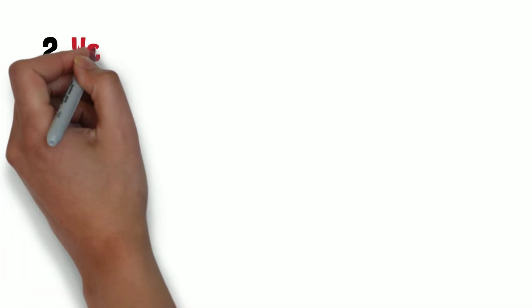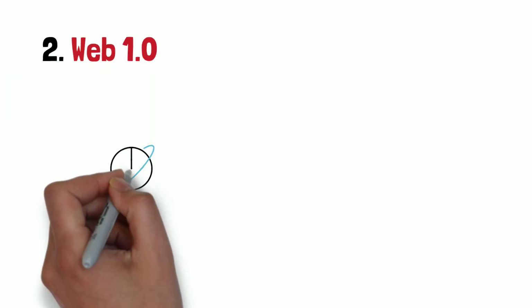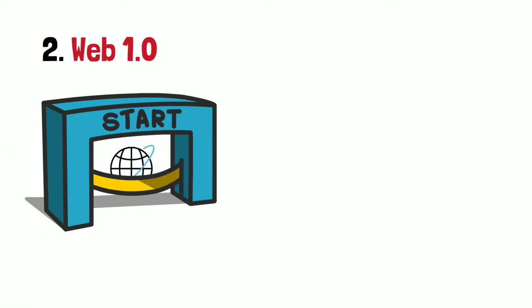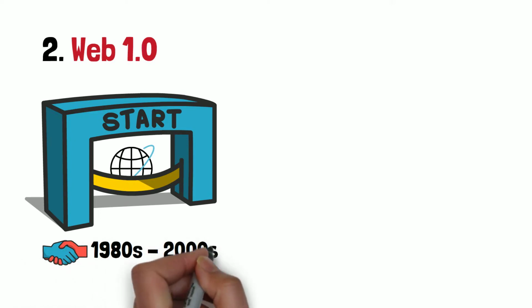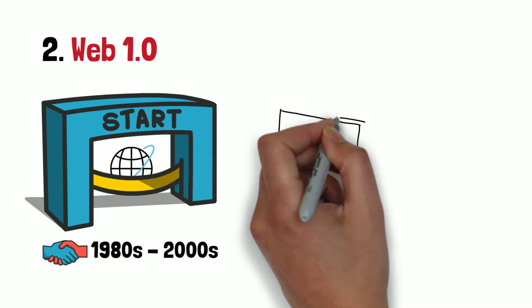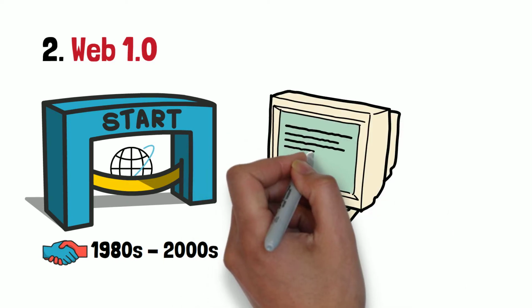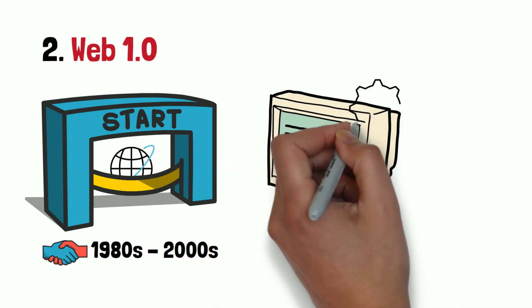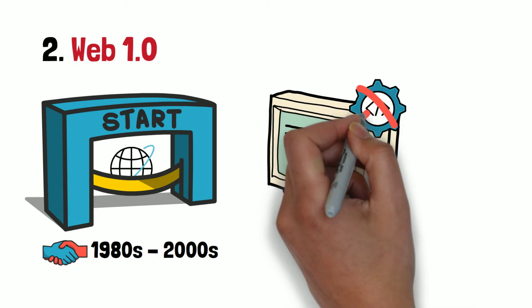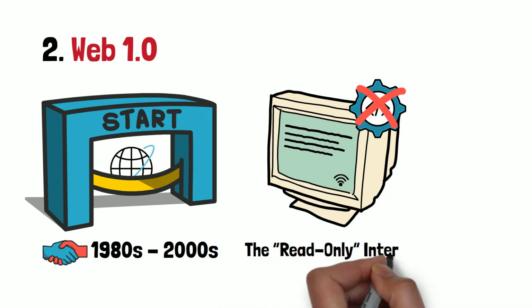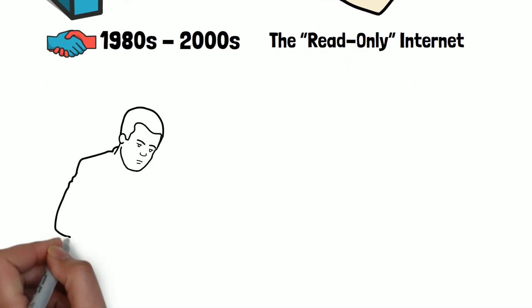Now, starting with Web 1.0, it can be viewed as the very beginning of the internet. It's kind of mutually agreed upon that this version of the web lasted from the 1980s up to the early 2000s. The defining characteristic of this form of the web is the fact that users were only able to view the information online without really being able to customize their experience while doing so. Let's call it the read-only internet, where users were consumers of the data.